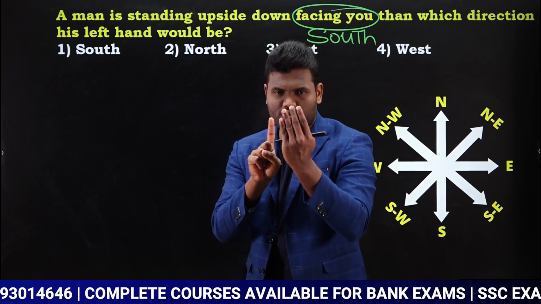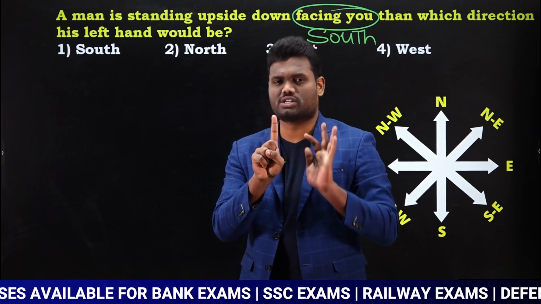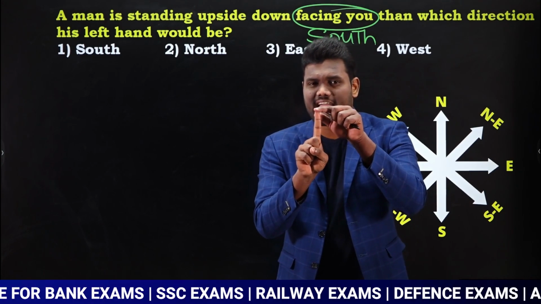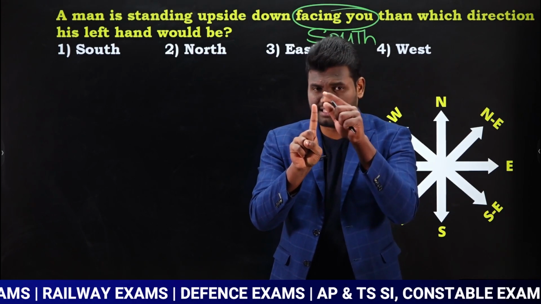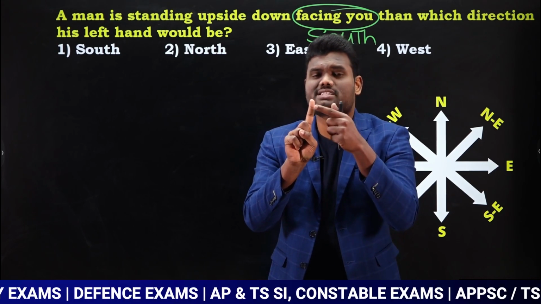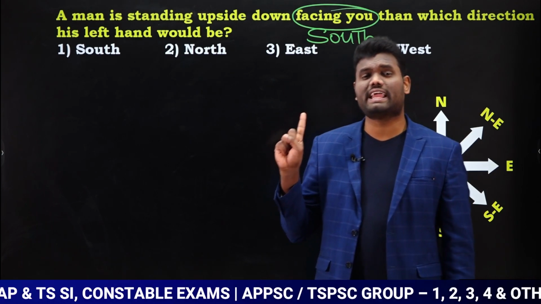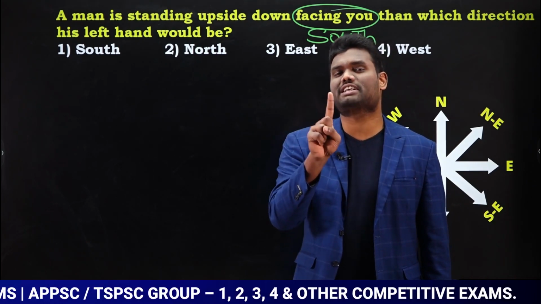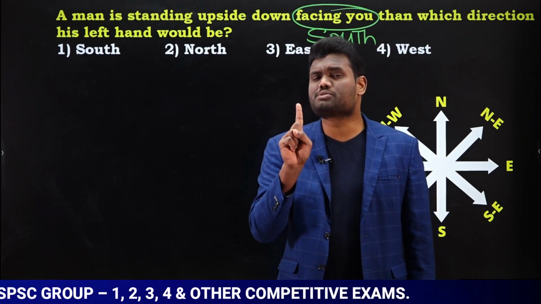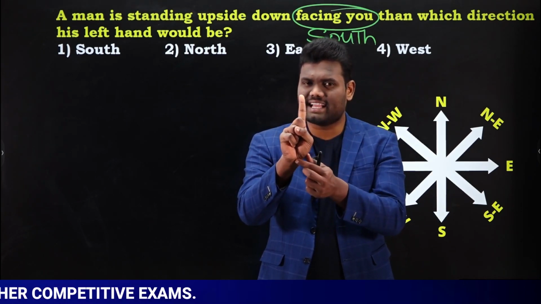Now you are facing towards north, and this fellow, let us say this is a person, is facing towards south. Now let us say this is the head of the person and this is the foot of the person. Okay, this is head and this is foot. The person is facing you. But according to the question, the person is standing upside down and facing you. Person standing upside down means, I told you, take this as head and take this as foot.